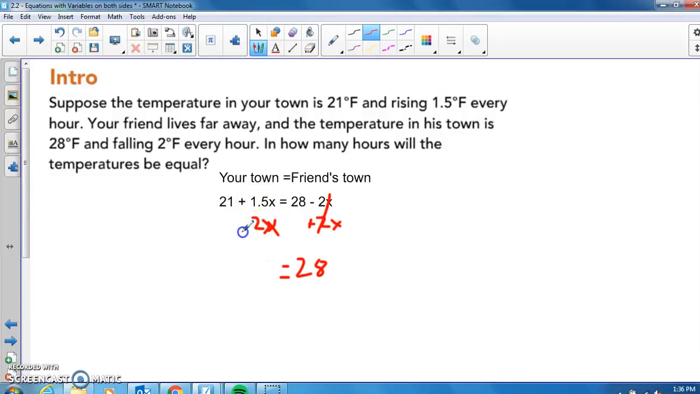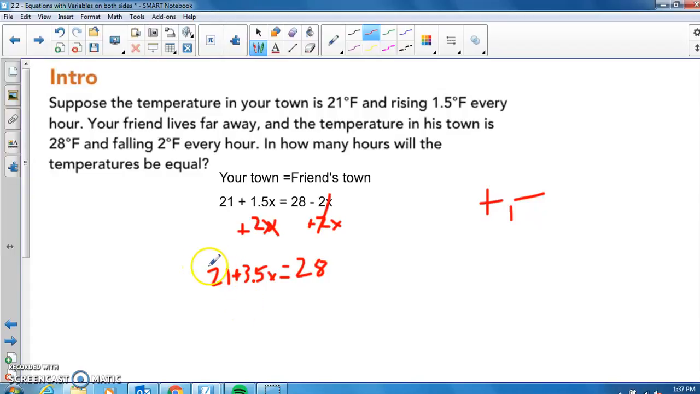1.5x plus 2x gives you 3.5x. I'm going to drop down the 21. All right, so I've moved the variable to the left side. So now I'm going to take care of my adding and subtracting. So I have a plus 21. Automatically, people are going to think subtraction, but am I trying to get rid of the 3.5 or the 21? We're trying to get rid of the 21.